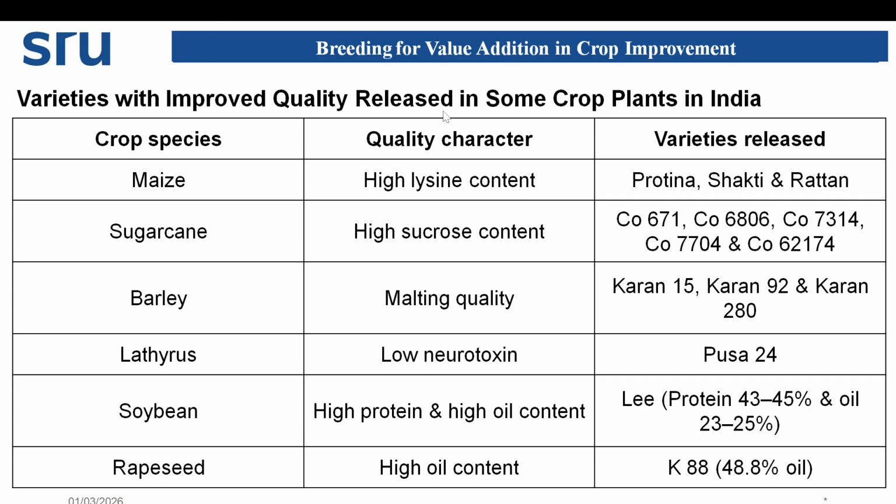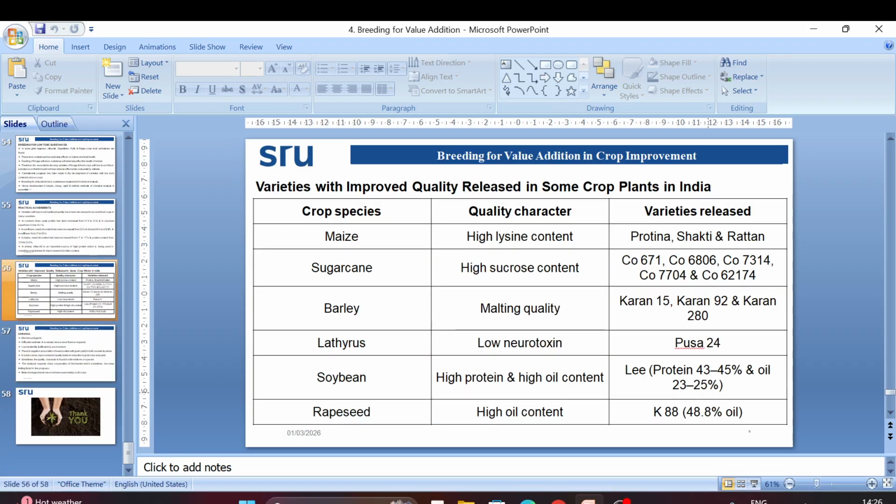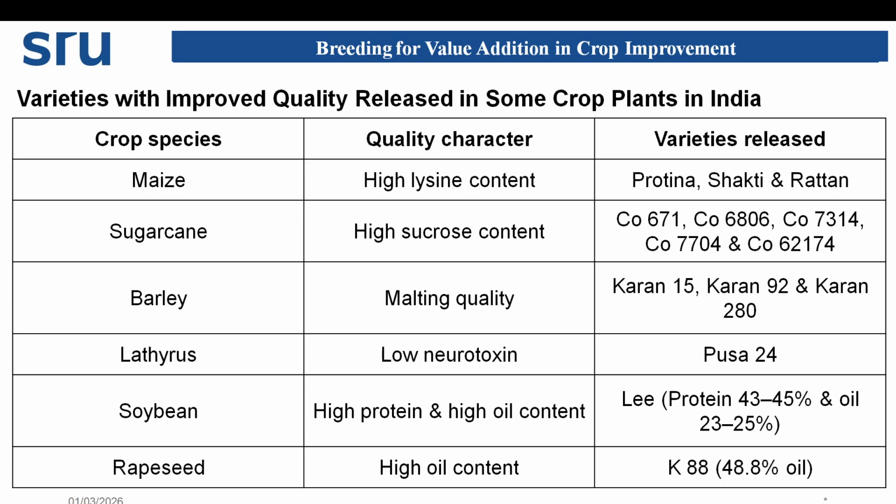Varieties with improved quality released in some crop plants in India. Maize, high lysine content: Protina, Shakti and Ratan. Sugarcane, high sucrose content: Co 671, Co 6806, Co 7314, Co 7704 and Co 62174. Barley, malting quality: Karan 15, Karan 92 and Karan 280. Lathyrus, low neurotoxin: Ratan.